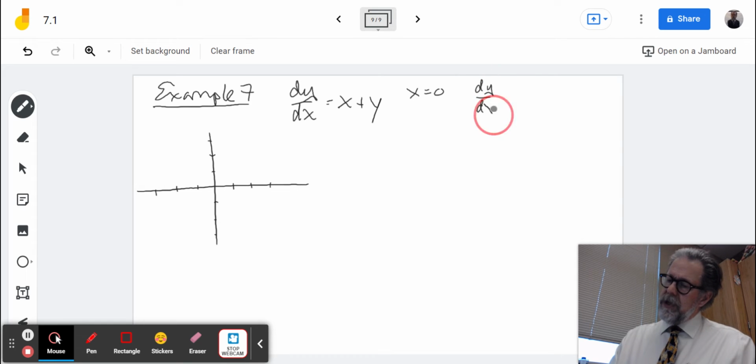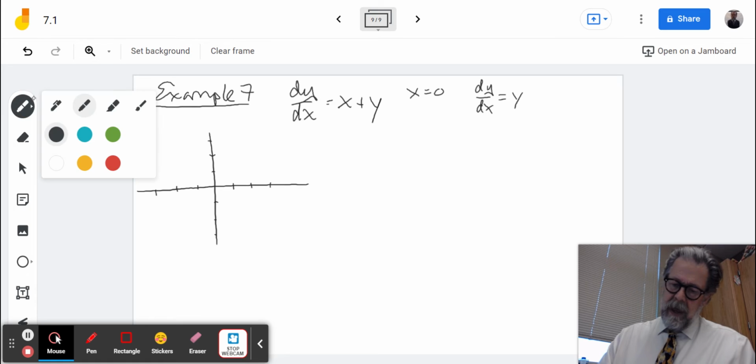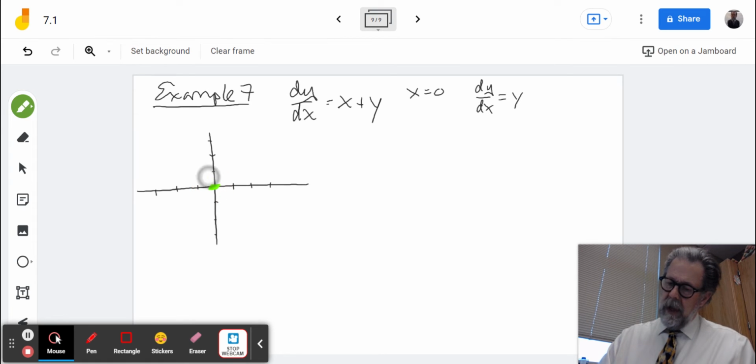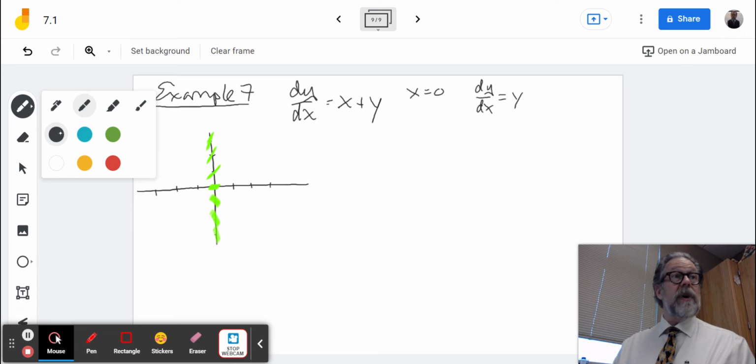The derivative, the slope of my function, is just the value of y. So if x equals 0, I have a slope of 0, a slope of 1, a slope of 2, a slope of 3, a slope of -1, a slope of -2, a slope of -3. All right, so let's move on.